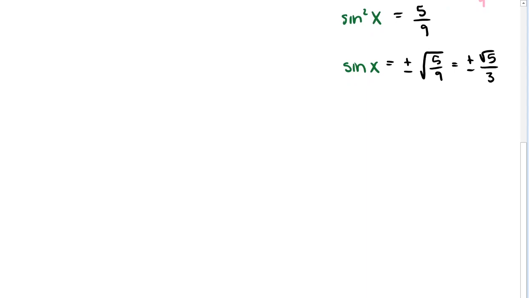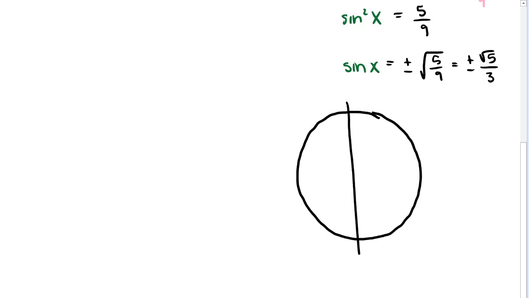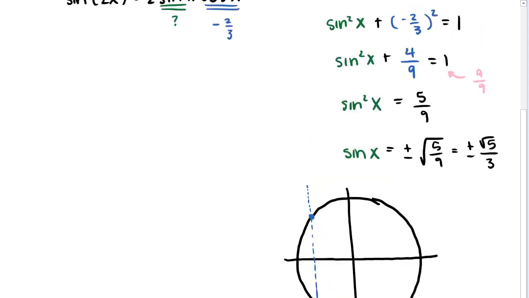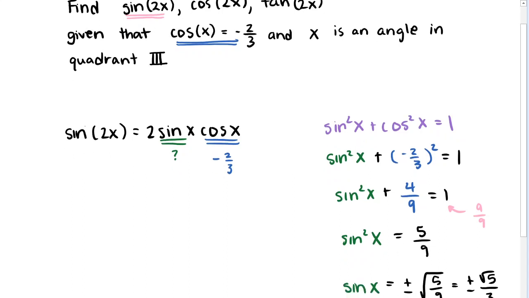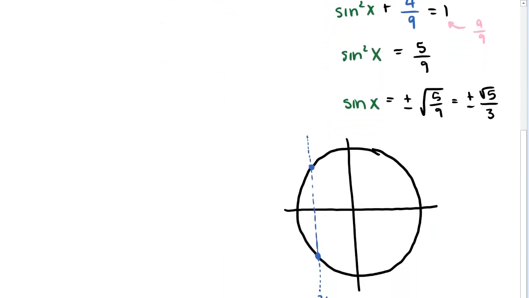Well, maybe let's draw a picture. So here we're looking at a unit circle, and we're given cosine of our angle is negative 2 over 3. So cosine of some angle giving us negative 2 over 3 gives us the horizontal position of negative 2 over 3 on our unit circle. So we might end up either here or here on our unit circle. But we're given that our angle x lies in quadrant 3. And so if our angle x lies in quadrant 3, we're really considering this point here below.